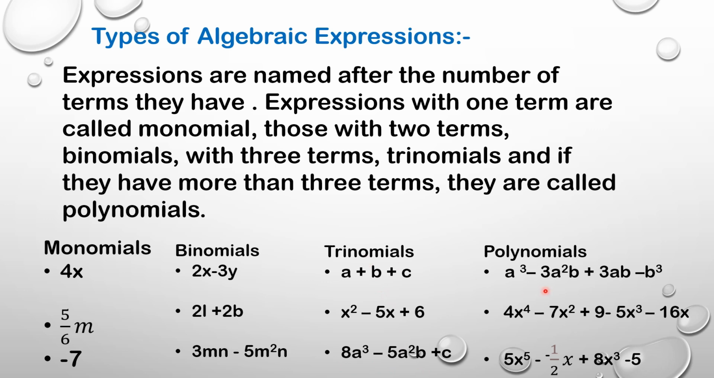Now what is polynomial? Expressions having more than three terms are called polynomial. Okay. So here see, all four terms are there. So these expressions are called as polynomial. They have more than three terms. So they are called as what? Polynomial.